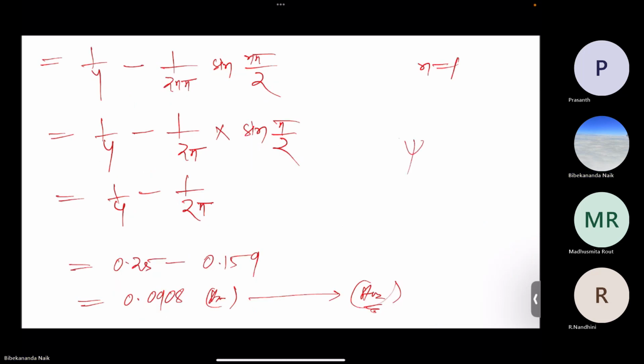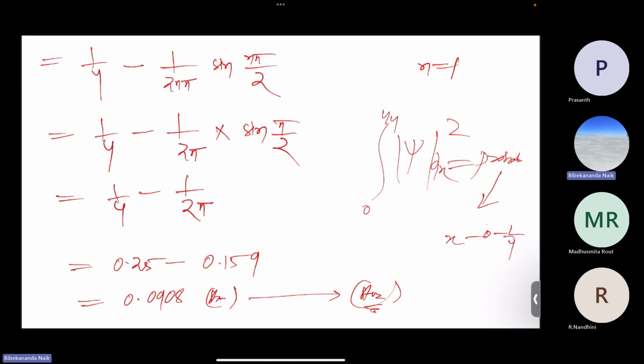psi mod square is nothing but the probability. So if you integrate it from 0 to L by 4, it will give the probability of finding the particle between 0 to L by 4. So you will simply perform the integration, and from that you will get the probability. Here the probability is 0.09, so basically it is 9%. So you see the probability is also not distributed uniformly.